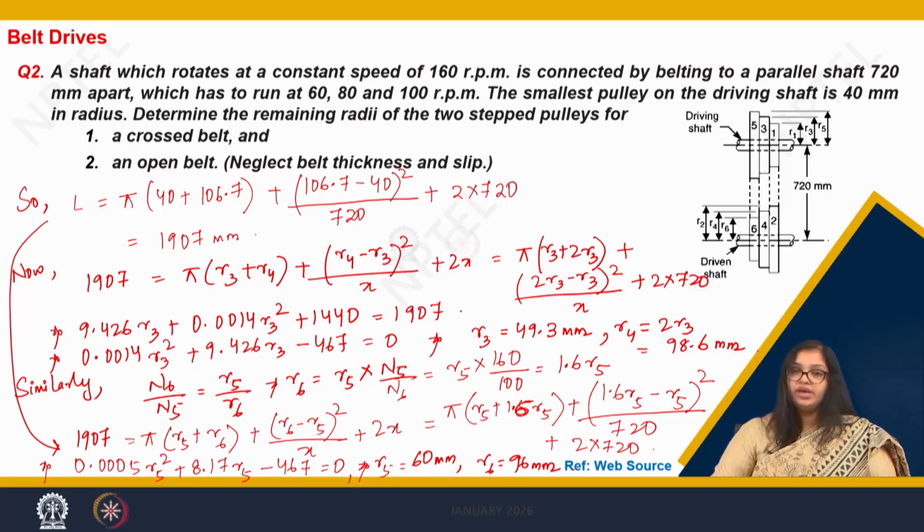So, in this way we can get the radius of each of the pulleys in this stepped pulley, and we can get it for cross belt and for open belt with the following procedure.